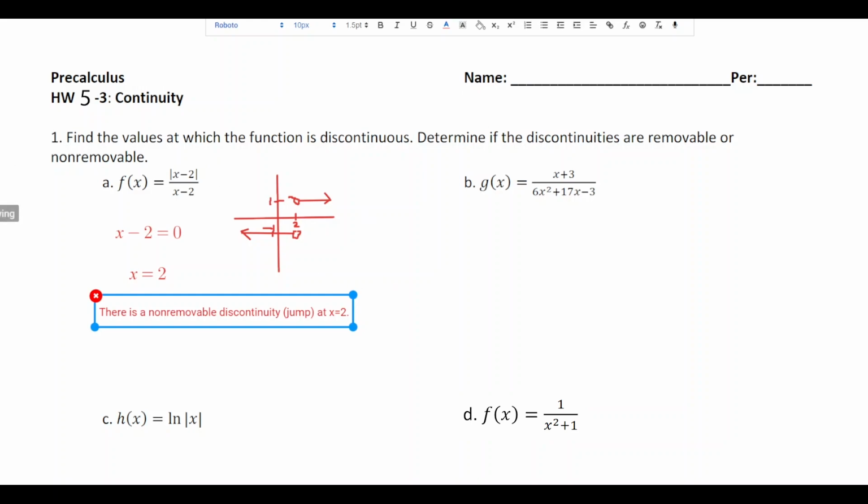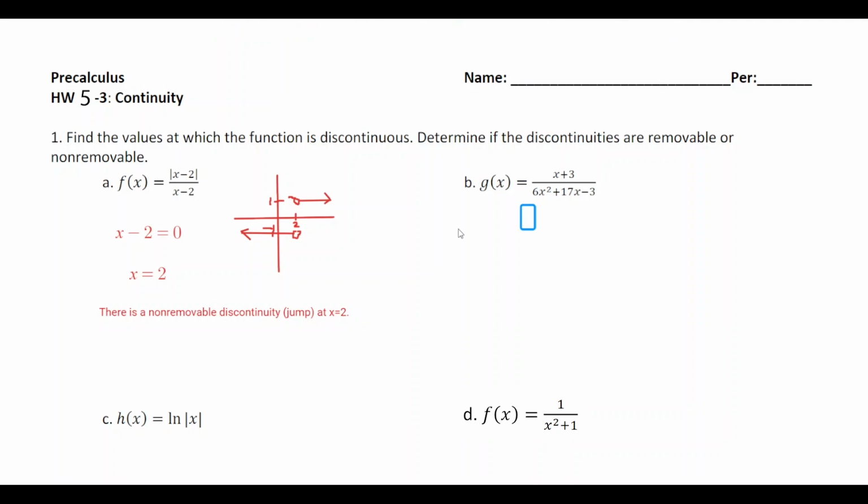So for B, we do need to set the denominator equal to 0 and solve, just like on A. This is a quadratic, so it appears that we either need to factor it or use the quadratic formula. I do believe this is factorable here. Let me think about this for a second. Let's see, we could do 6x, yeah, 6x, let's try this. 6x minus 1 times x plus 3.